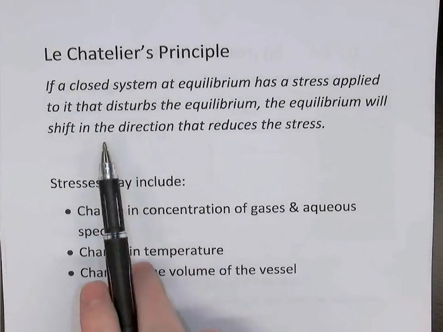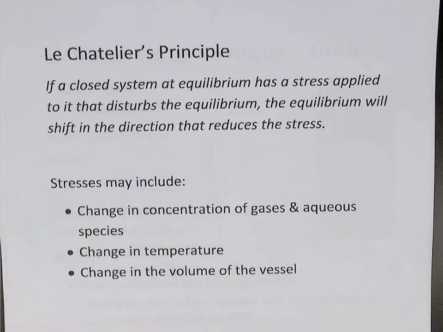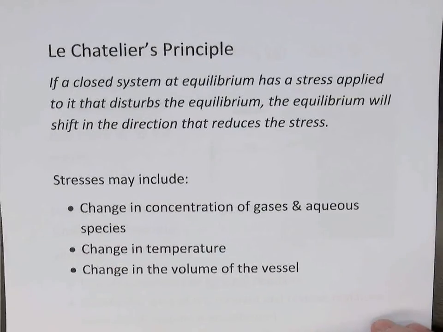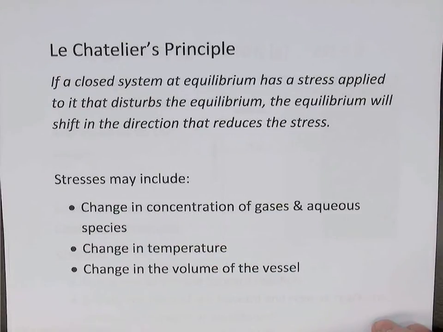So the statement of the principle, which you should know, is that you have a system that is at equilibrium, a closed system at equilibrium, and a stress is applied to the system that disturbs the equilibrium. In response, the equilibrium shifts in a direction, forwards or reverse, that reduces the stress. If you look up Le Chatelier's principle on the internet, you'll find lots of different explanations that are worded very similar to this. Find one that you like and basically memorize that. You have to know a statement of the principle.